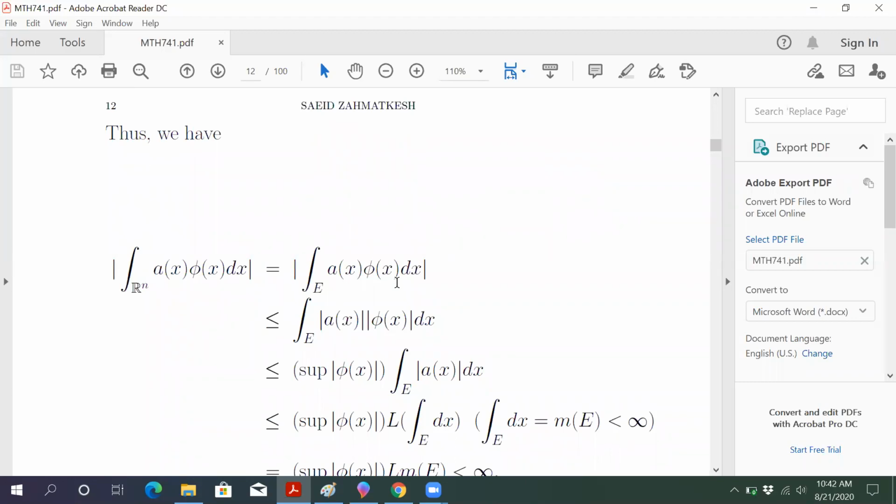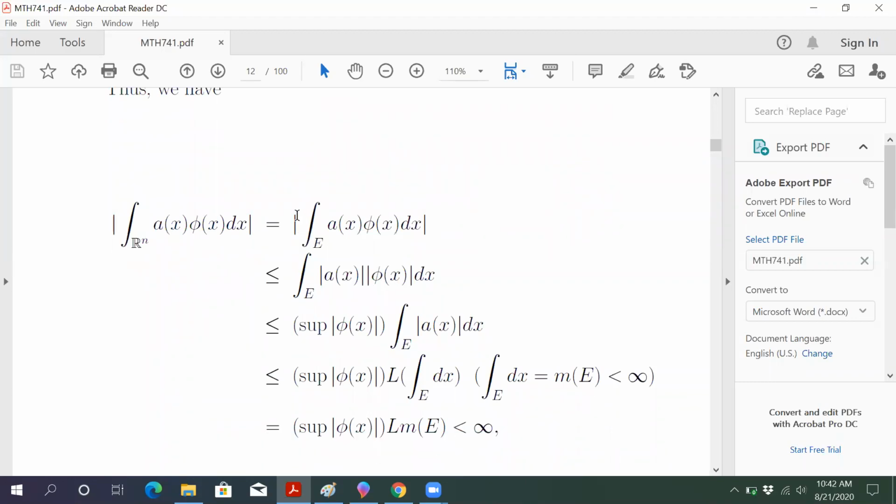This is one point, another one. Now look at here, the absolute value of the integral of A phi on E is less than or equal to the integral of the absolute value. Here, from here to here, we are using a property of integration that says the absolute value of an integral is less than or equal to the integral of the absolute value. So this is less than the integral of the absolute value of A phi, and the absolute value of A phi equals the absolute value of A times the absolute value of phi, dx. You write down up to here. Now next we have to say why do we have this?